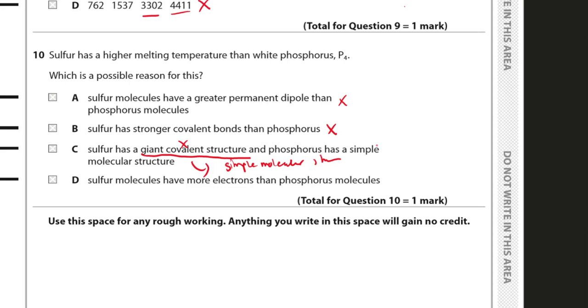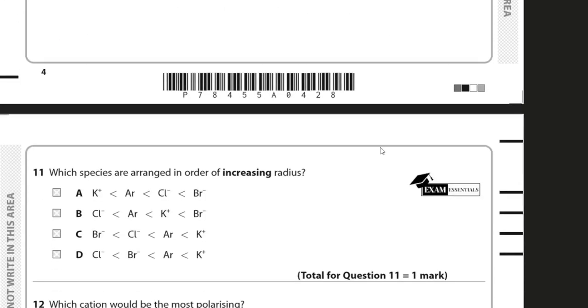This leaves us with the only option D, where sulfur molecule has more electrons than phosphorus molecules. Indeed, it is correct. That is the reason why the London forces are stronger in sulfur molecules than phosphorus. So option D will be the correct answer.